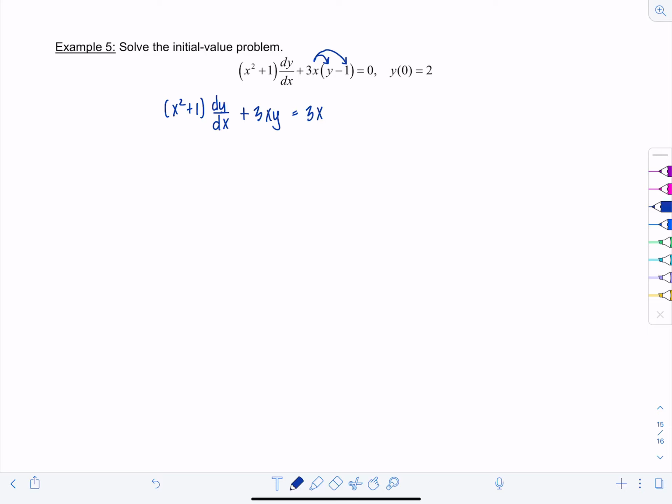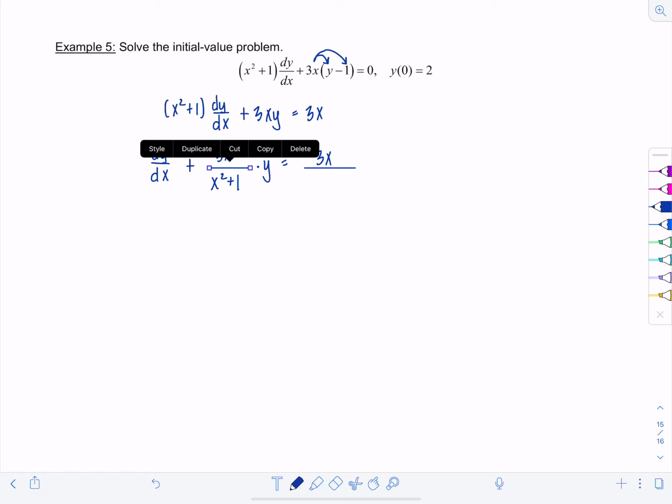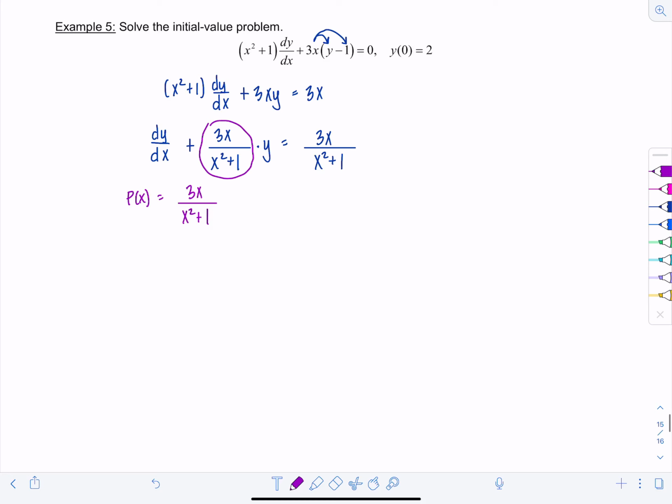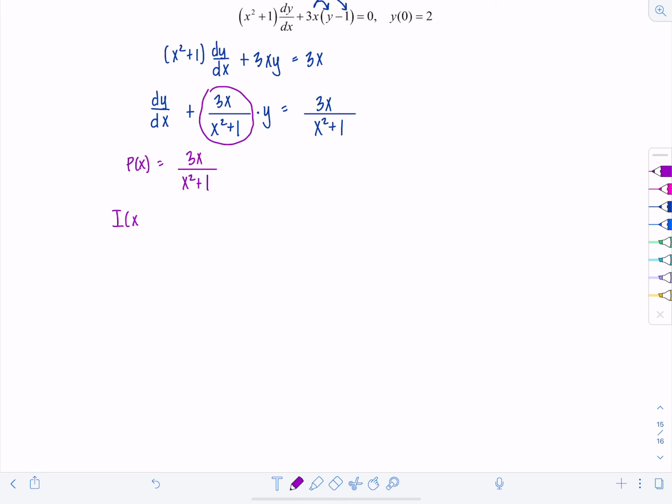Okay, things are looking up. Now let's divide by this x squared plus 1. So dy dx plus 3x over x squared plus 1 times y equals 3x over x squared plus 1. Okay, can you identify what p of x is? Yes, it's this whole expression right here, 3x over x squared plus 1. My goodness, okay. So let's go get I of x. I of x, you are e raised to the integral of 3x over x squared plus 1 dx.